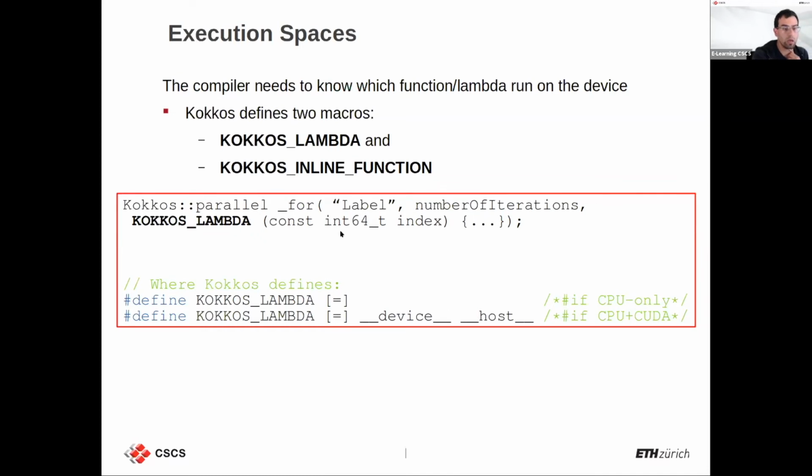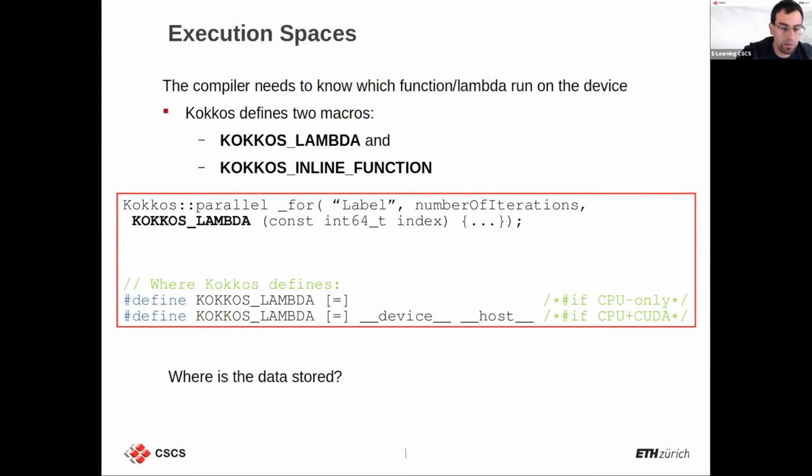So the point is, we are going to have the Kokkos parallel for with the label, with our range policy, and then the lambda. The lambda will be encapsulated inside this macro. In this way, in case you are going to run with CUDA, the compiler knows that this lambda must be compiled and run on the GPU.